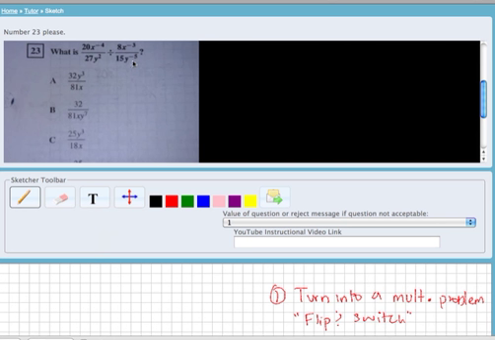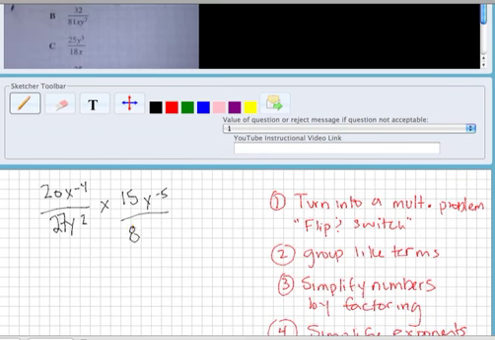So what we're going to do is flip this second term right here upside down so that the 15y to the negative 5 is on the top, and then the 8x to the negative 3 is on the bottom. And we're going to switch this to multiplication. So the problem now becomes 20x to the negative 4 over 27y squared times, and we're going to flip this guy, 15y to the negative 5 over 8x to the negative 3. So we got that step done.